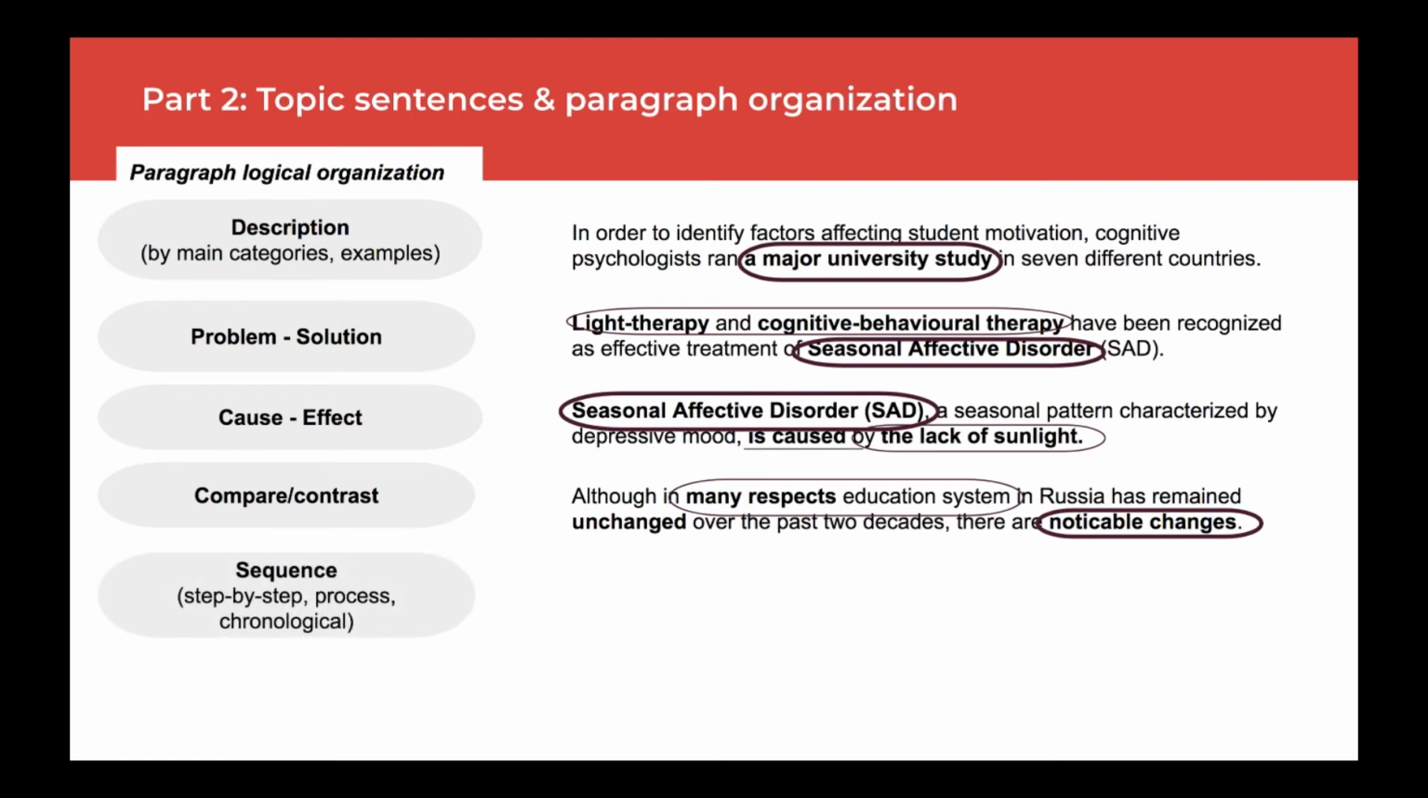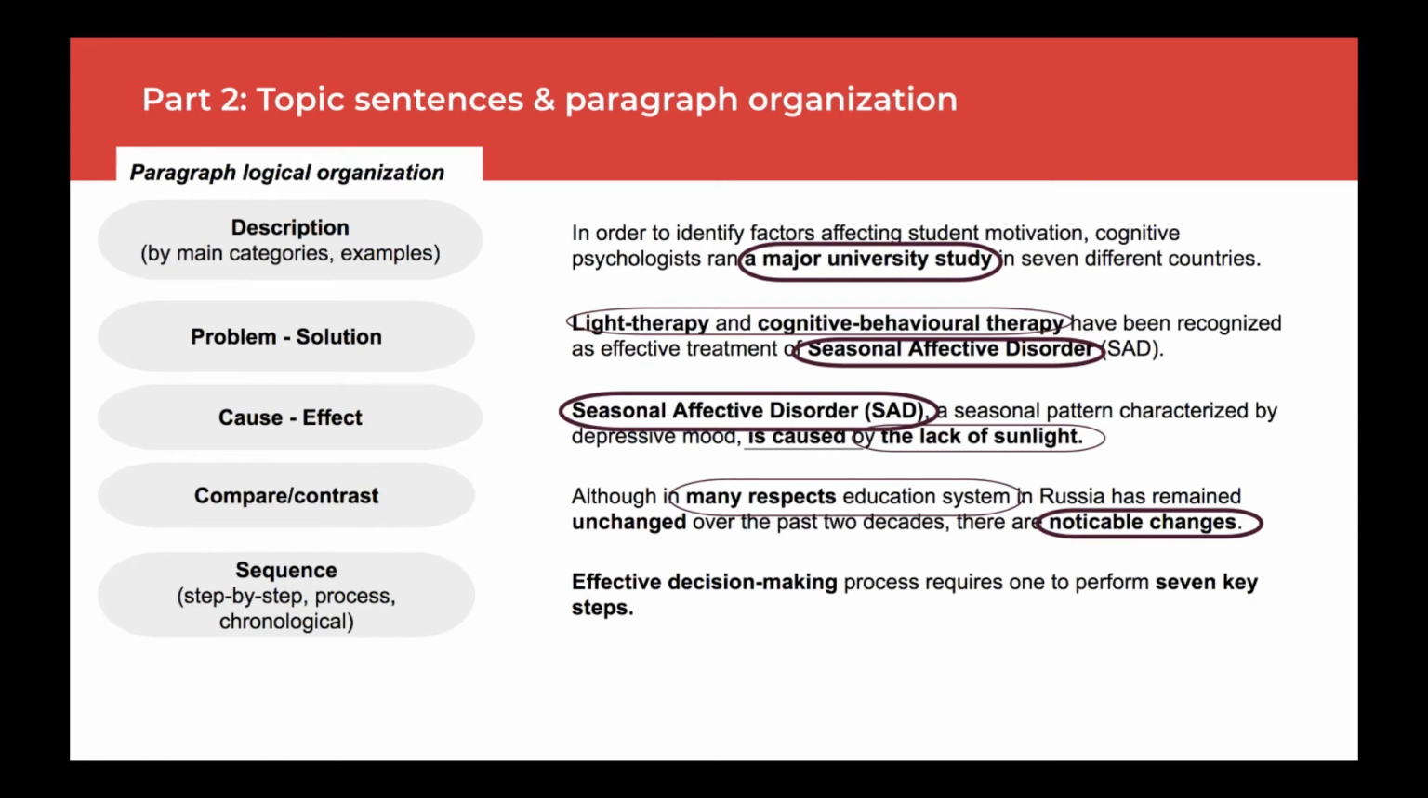The next one is sequence, usually organized step by step. When we describe a process or when we describe the chronology, these are all a sequence kind of logical relationship. The example is: effective decision-making process requires one to perform key steps, 7 key steps.